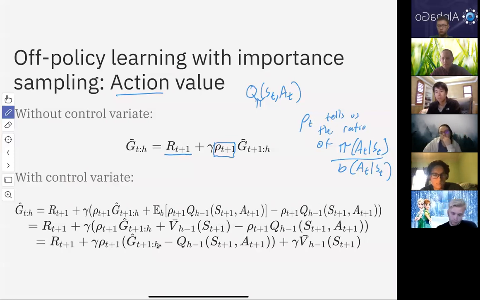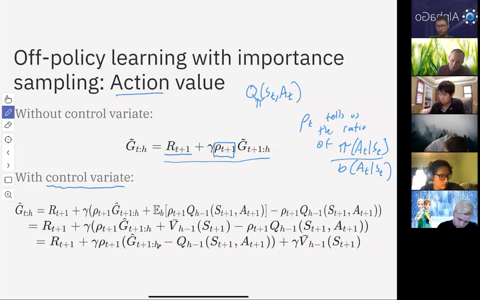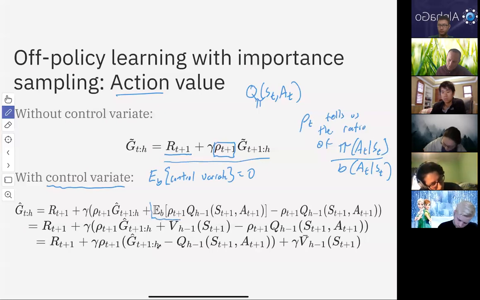We can do the same thing as far as adding a control variate. So we're going to add a control variate to this to try and reduce the variance. The key on adding a control variate is, again, we need to make sure that the expected value of the control variate equals 0. Okay. So here's our control variate.